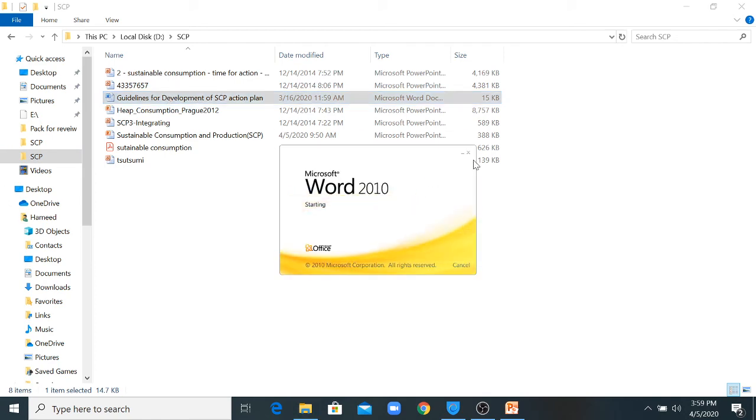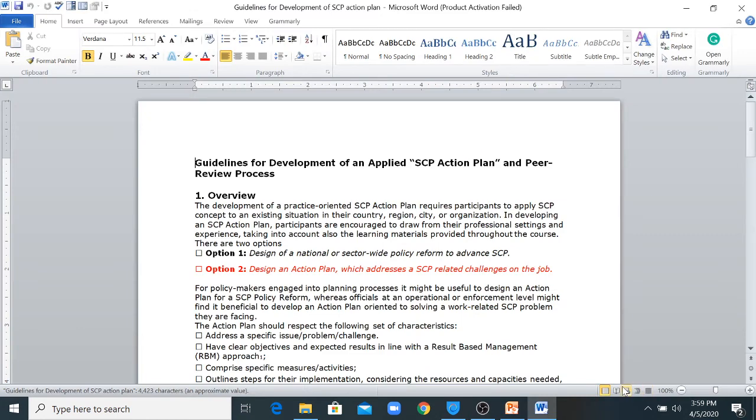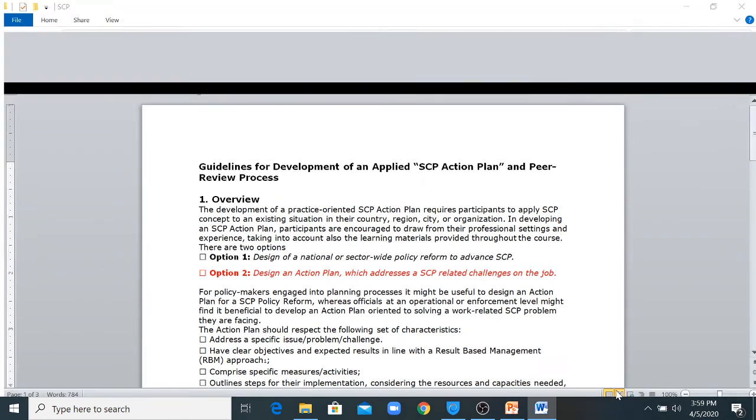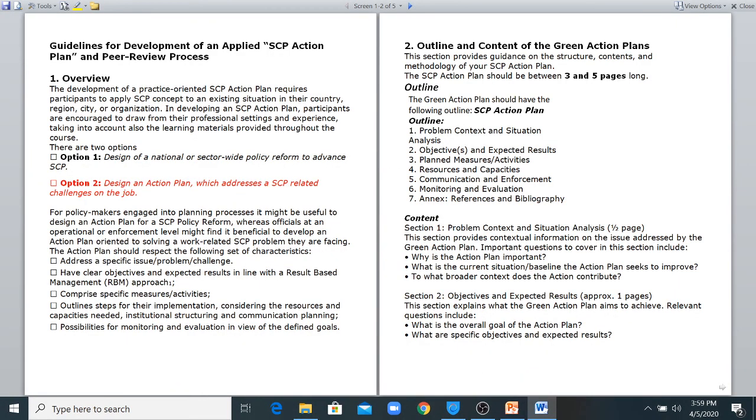Okay, now what is the current situation? That's a very, very important thing. Current situation regarding that particular unsustainable practice. That is your situational analysis. And third, you are going to talk about what the objective is. What is the objective of your action plan?